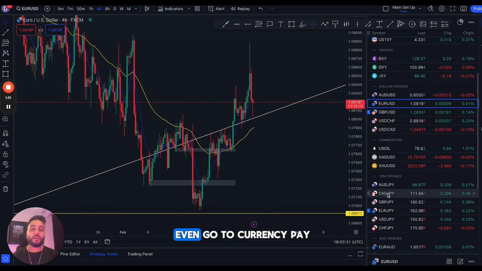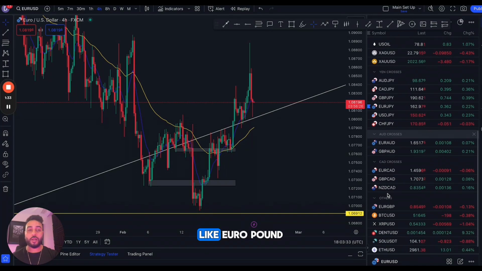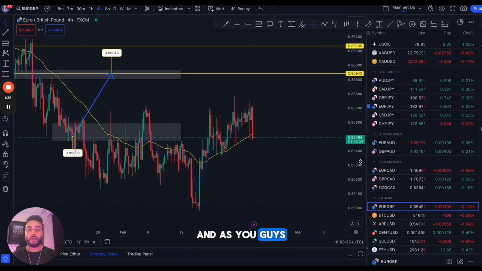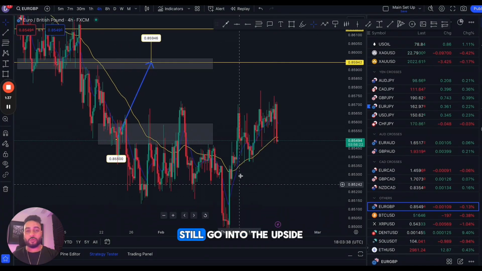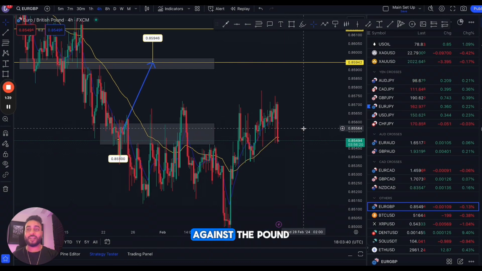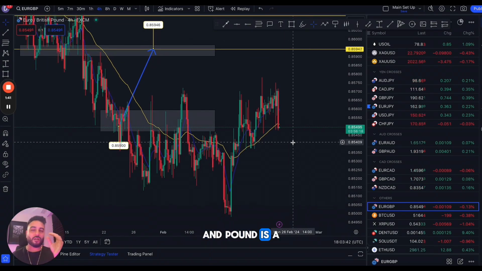And then we could even go to a currency pair, for example, like EURGBP. As you can see here, it's still going to the upside very nicely against the pound. The pound is a little bit weak right now, but it's the strength of the euro that we want to take over to that synthetic currency pair, which is EURAUD.